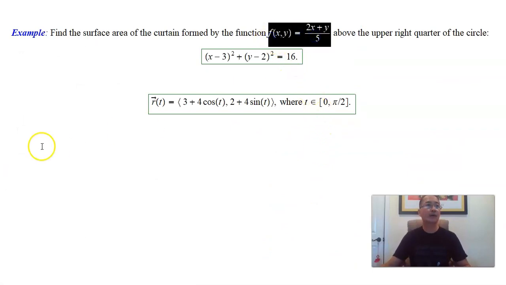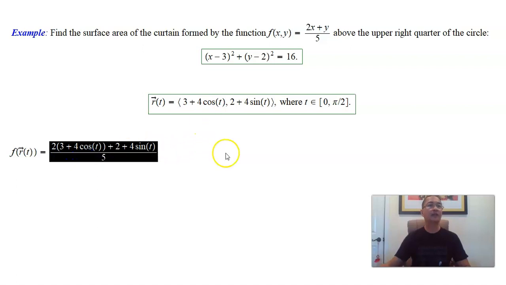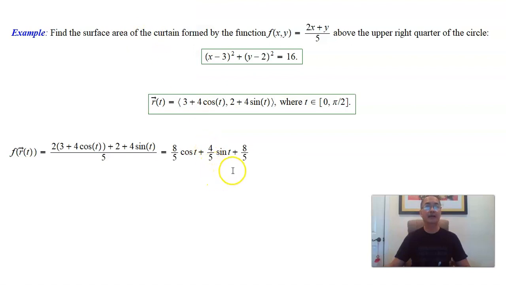We will take our function and we will plug in r of t. So we want f of r of t, 2x. So this is our x, 2 times x, plus y. Here is our y. Okay, and shall we just simplify? Yeah, there's some constants that'll go together. Compute, simplify. All right, there we go. So we also need our r prime. Okay, so take the derivative.